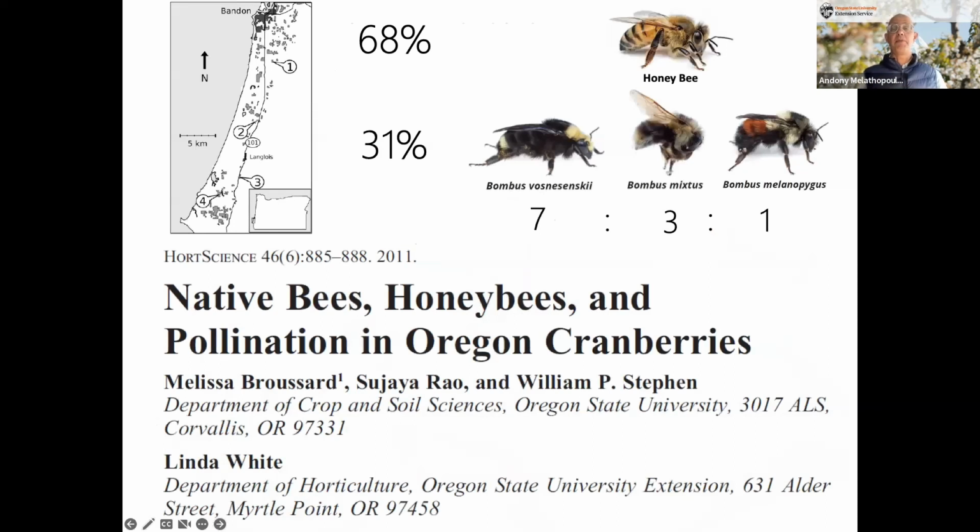For example, we have a couple of large-scale agricultural systems in Oregon: clover seed production, and the other one being Oregon cranberries, where even though they rent honeybee colonies, you can still see a third of the bees in those bogs are bumblebees that are pollinating. And as you can see in this graph, different species come in different proportions. In Bandon, which has a very different bumblebee fauna than you have in Central Oregon, the majority of the bumblebees are these yellow-faced bumblebees, but also other species in smaller proportions.